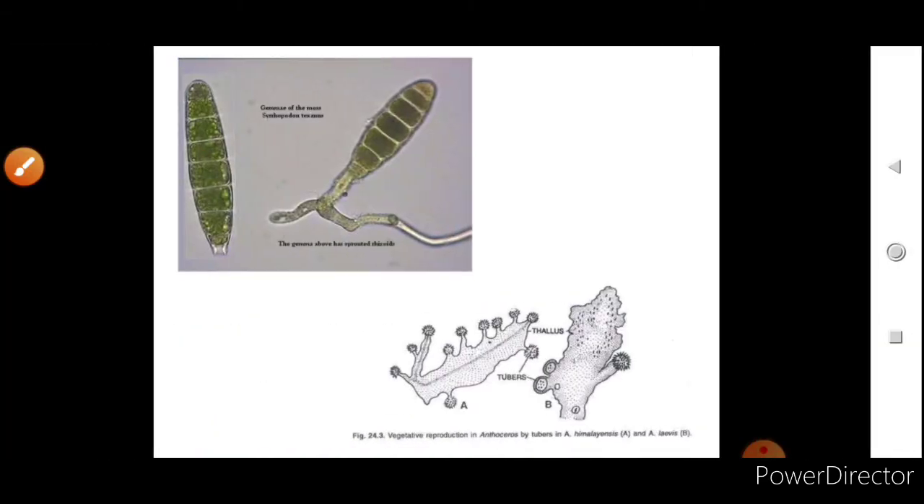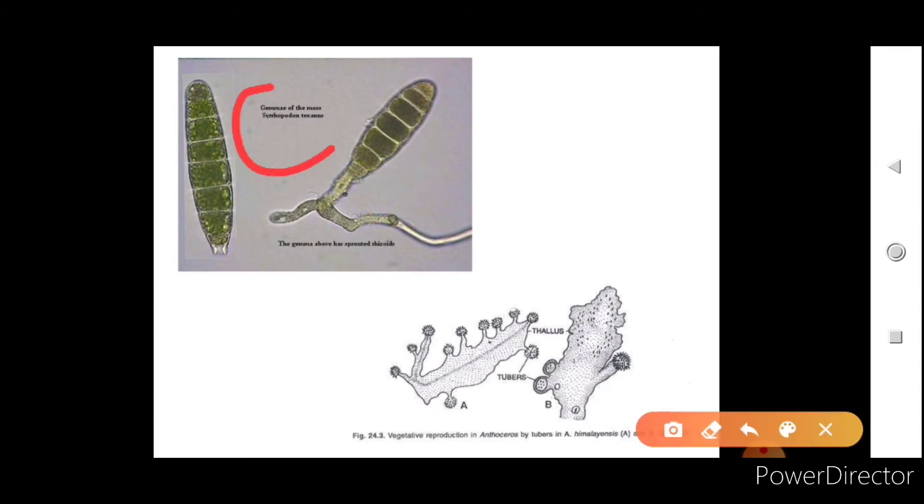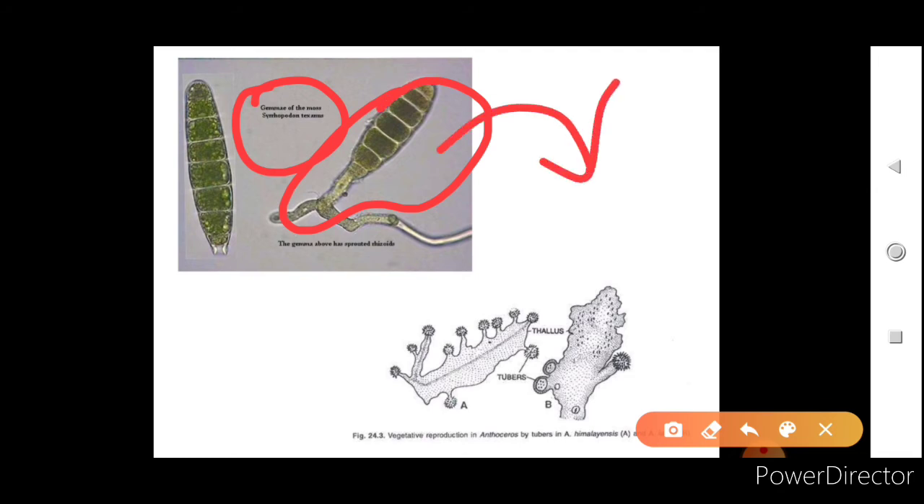Here you can see the gemma cup of the moss. You can see the structure of the gemma. You will see many structures here, and when one is removed from the thallus, it will grow into a whole bryophyte. And these are the asexual buds we talk about, the gemmae, which also help in asexual reproduction. So gemmae and tubers help in asexual reproduction.